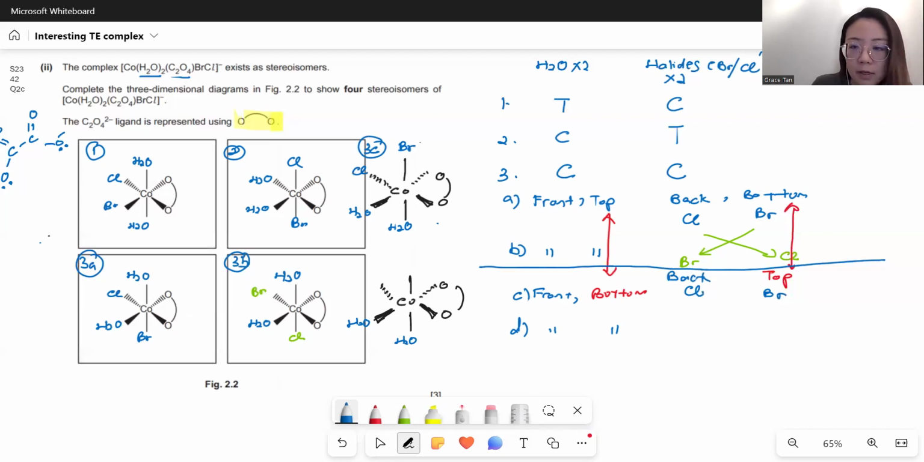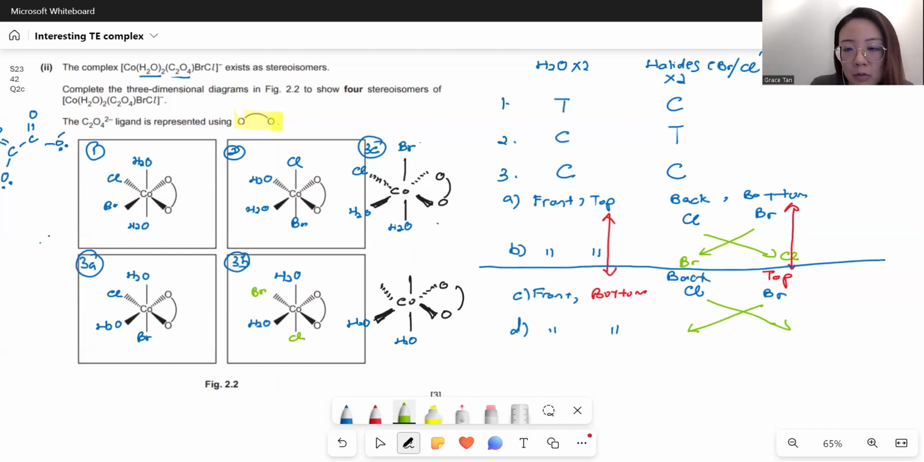Then after that same thing, you swap. Because from 3D to 3C, I status quo the two water molecule and I swap the halide. Okay, 3A, 3B, swap halide. 3C, 3D, swap halide. Correct? Then the question now is, what's the difference between AB versus CD? AB versus CD is where your two water molecule is pointing at, either front top or either front bottom version.